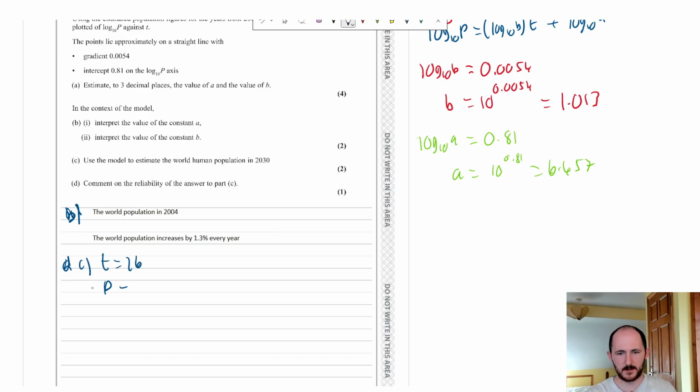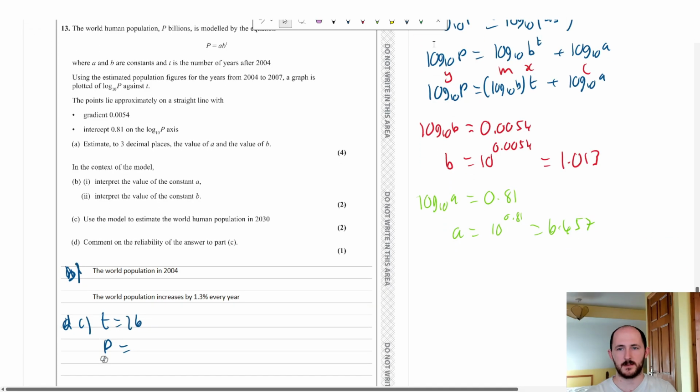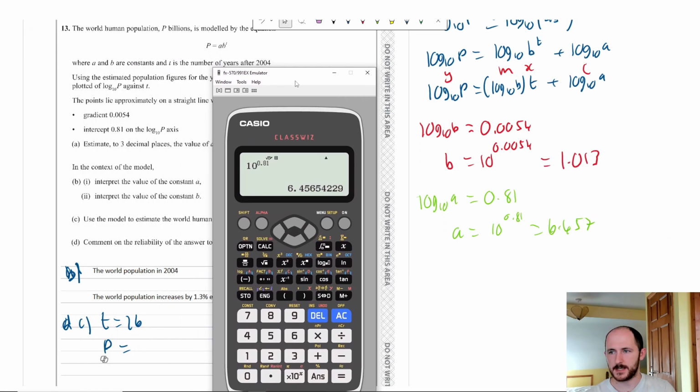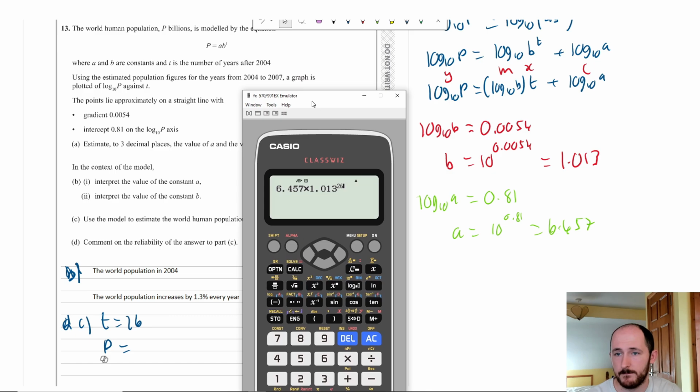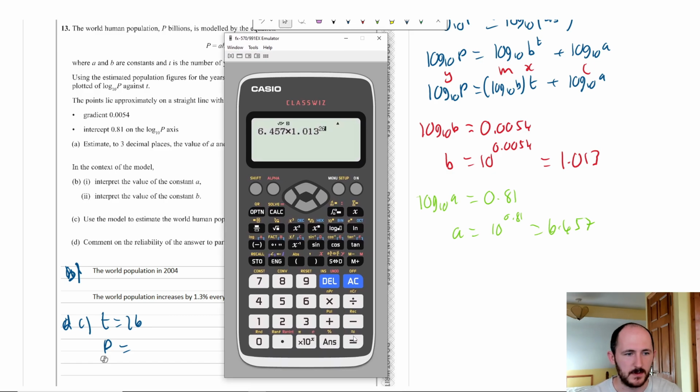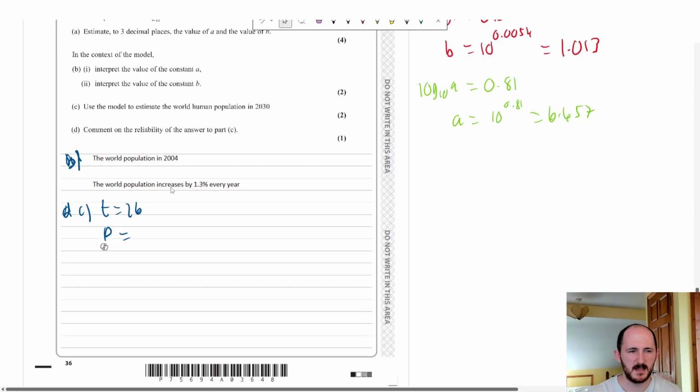And we get P is equal to, it's in billions by the way, so just keep that in mind. So we have A, which is 6.457 times 1.013 to the power of, did I say 24? 26, right? Because it's 2030. Yes. So we do that, and we get 9 billion. Let's say 9 billion.